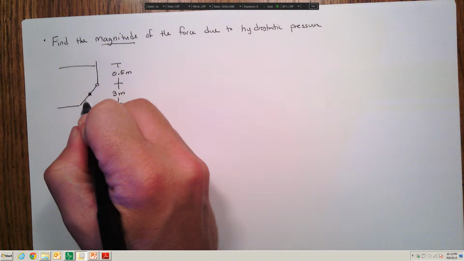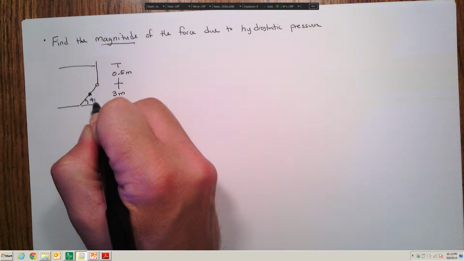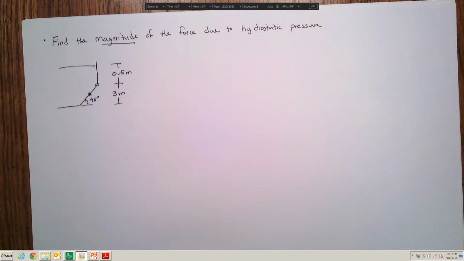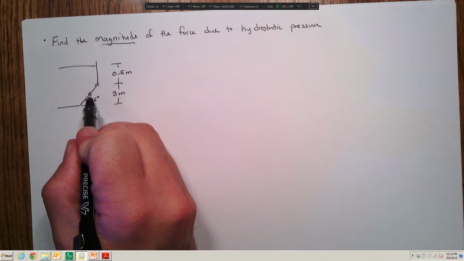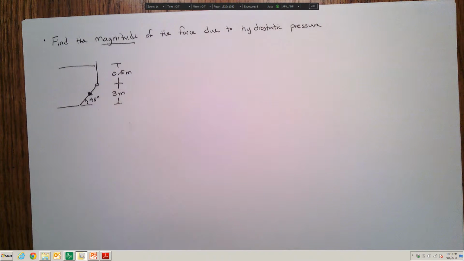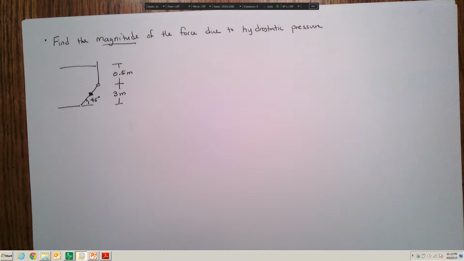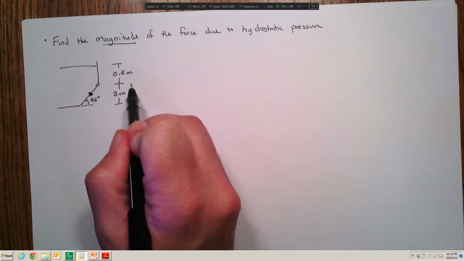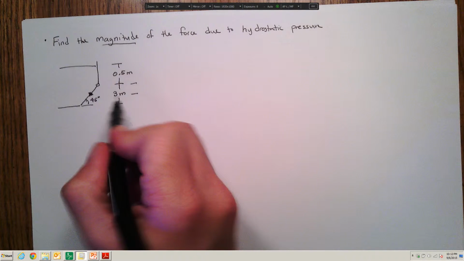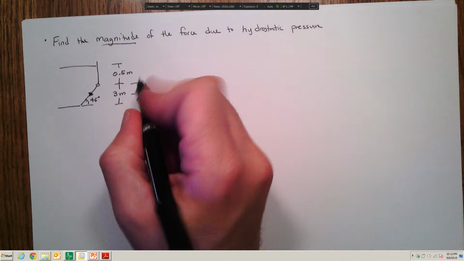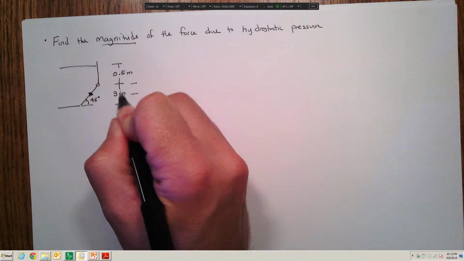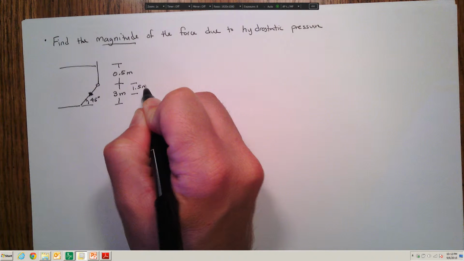Since we know that this rests at a 45-degree angle, we can use similar triangles. We know that the centroid is going to be right in the middle of this gate. And we can use similar triangles to say that the depth from the hinge down to the middle of the gate is going to be half of this distance, so 1.5 meters.